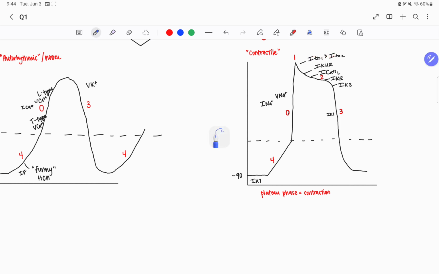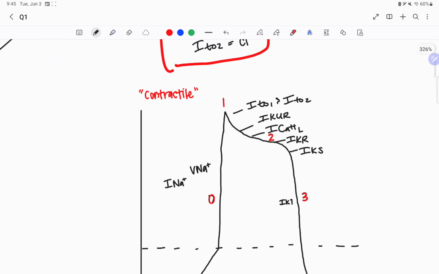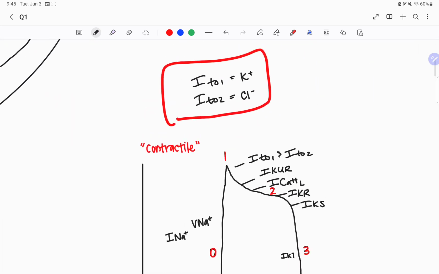ITO1 channels, let me see here. Oh, I got it right here. Okay, ITO1, they are potassium-gated channels. They open up, causing potassium to leave the cell. And then we have their calcium-regulated chloride channels open up. Okay, so that's what causes this start to the depolarization.